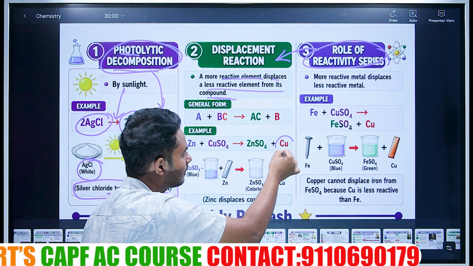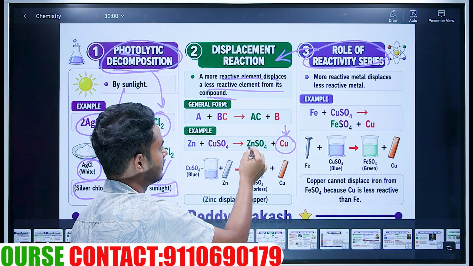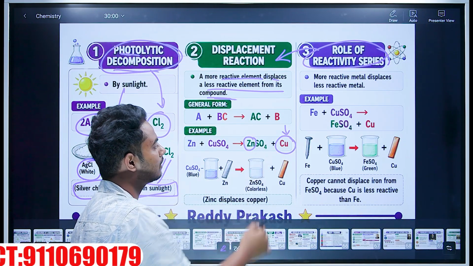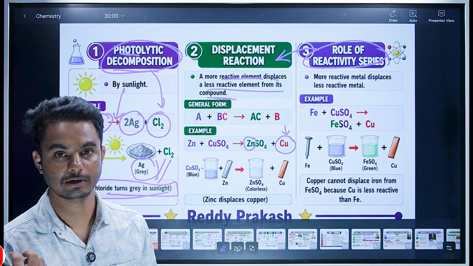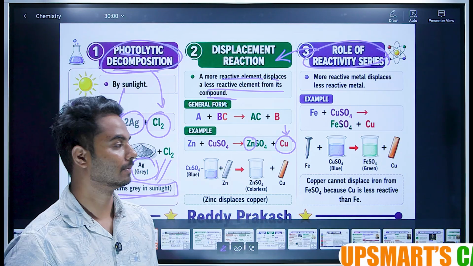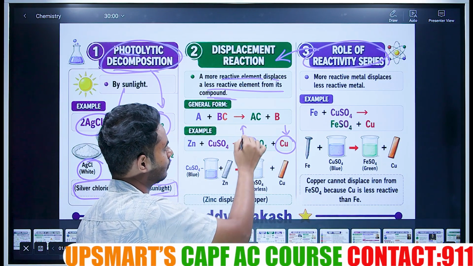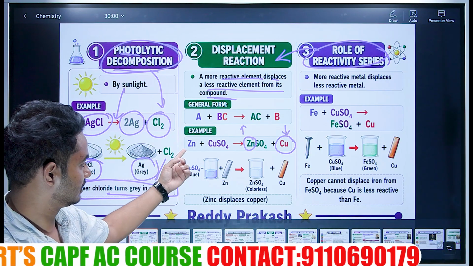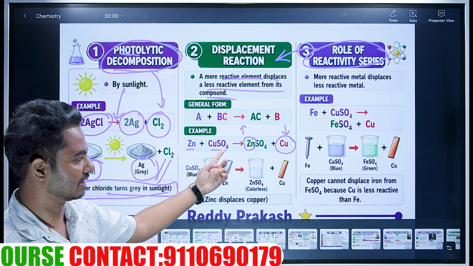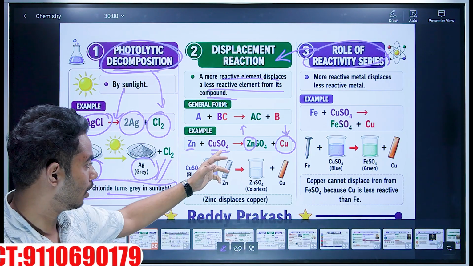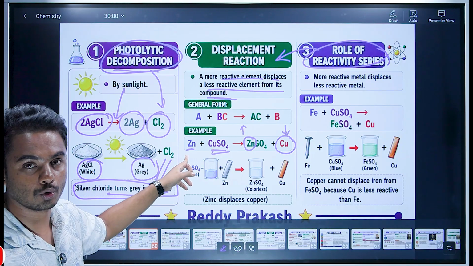Copper is relatively less reactive. Zinc, iron and all these are more reactive. The cheaper metals are usually more reactive. Zinc is more reactive. Copper is less reactive. So what happens when you mix zinc with copper sulfate? Copper is less reactive, right? Zinc is more reactive, right?